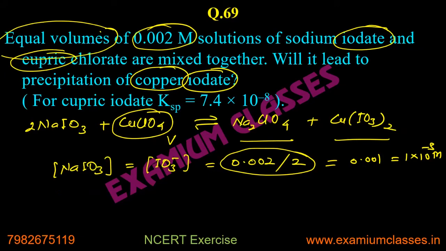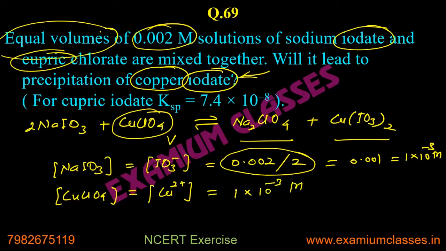For that, again the same approach. CuClO4 will give you Cu2+ and chlorate ion, but I am not interested in that because I need only copper iodate, that is the concentration of Cu2+ and iodate ion only. Iodate ion I get from sodium iodate, and Cu2+ ion I get from copper chlorate. Again you need to apply the same logic. It is 1 into 10 to the power minus 3 M, because the concentrations were the same, equal volumes of 0.002, so it will also be 1 into 10 to the power minus 3.